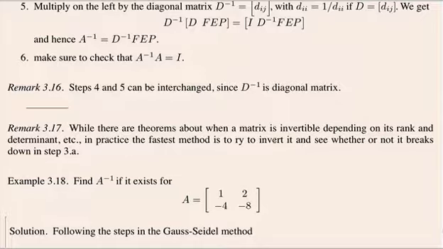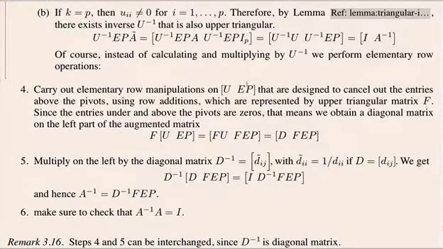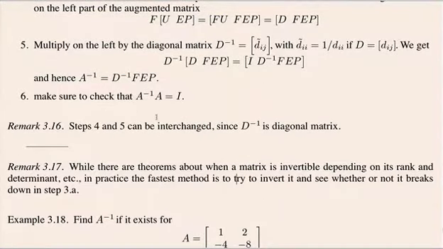Actually, the way we check it is we use this Gauss-Seidel method to try to find the inverse. So we try to invert it, and then we see whether or not it breaks down in step 3a. If it breaks down, then the inverse doesn't exist. If it goes through, then the inverse exists, and we get the inverse.